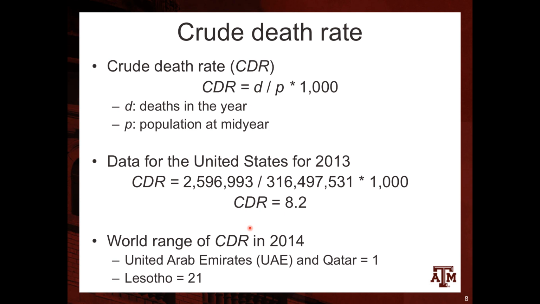And just to give an idea of how this number compares to other countries, the world range of the crude death rate in 2014 was from 1 to 21. So the United Arab Emirates and Qatar had really low crude death rates, and Lesotho, an African country, had a really high CDR of 21 deaths per 1,000 people in that specific country.